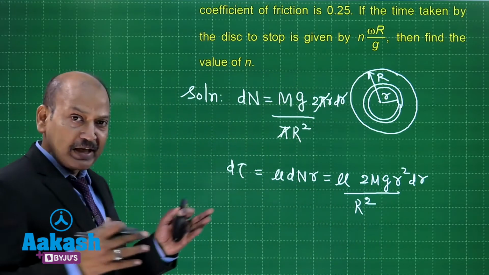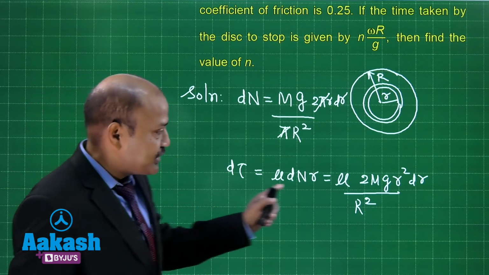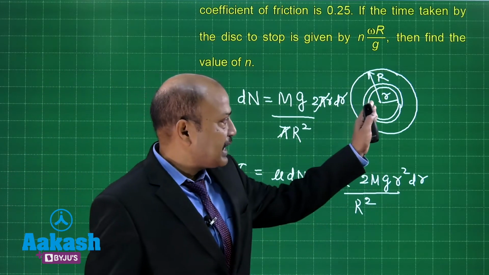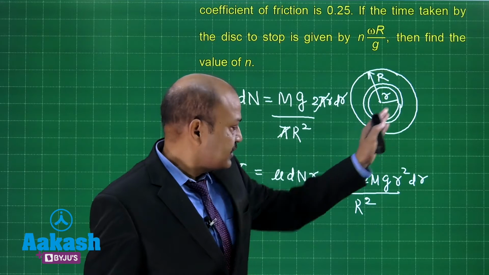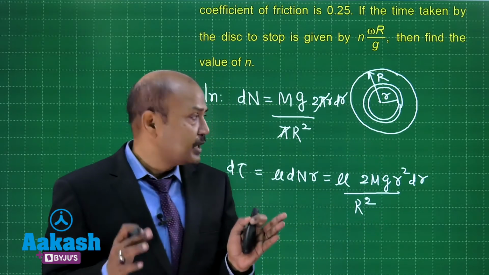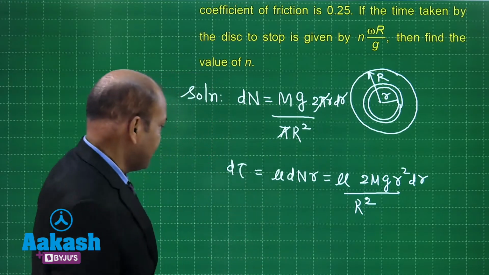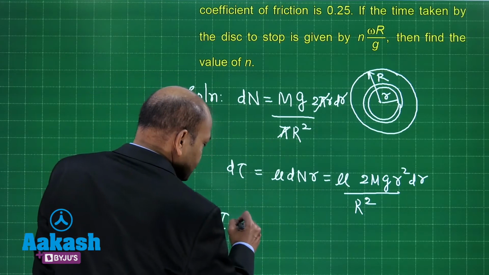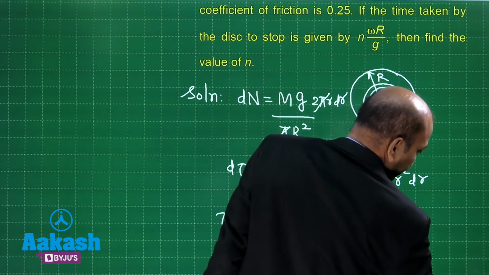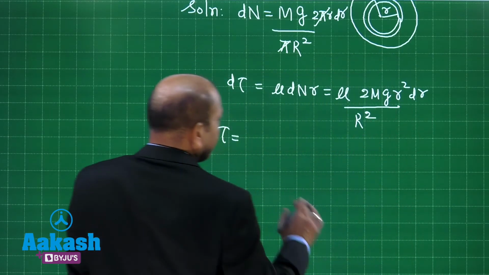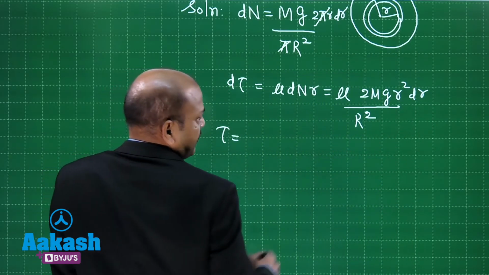And then to find the total torque, we need to integrate this expression, so that we have torque for each and every element. By integrating it with proper limits, the limits will go from small r equal to 0 to capital R. So, that gives us the net retarding torque. Let us find it by carrying out the integration.